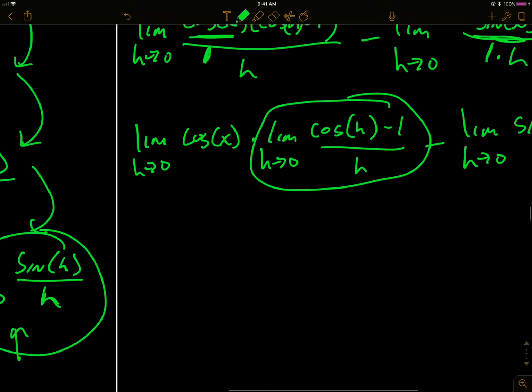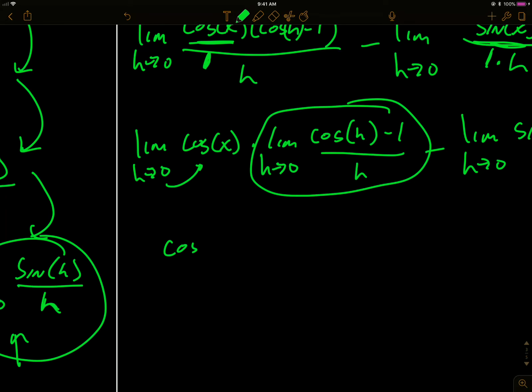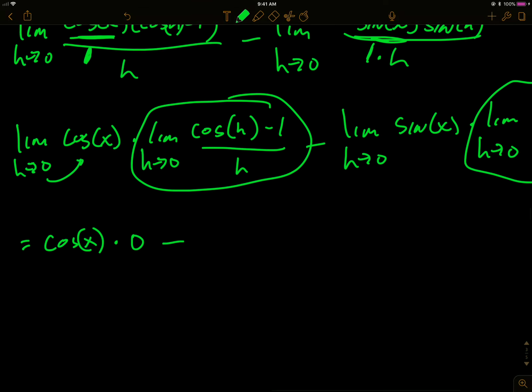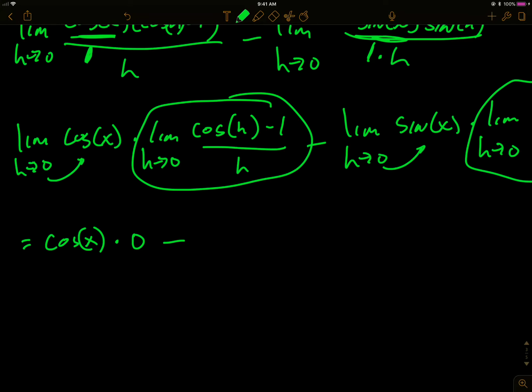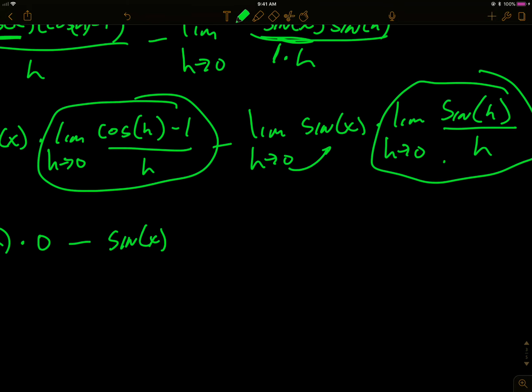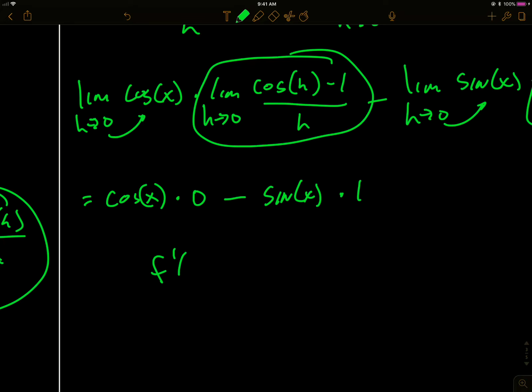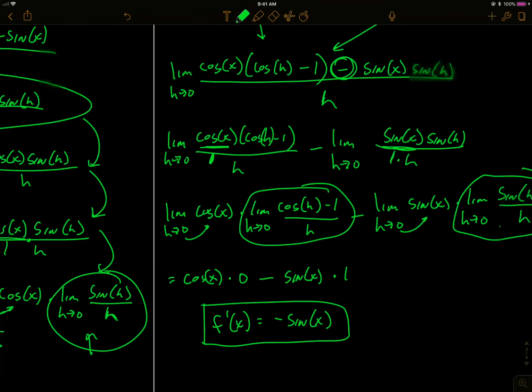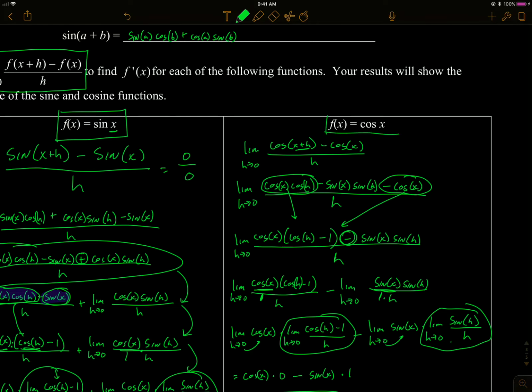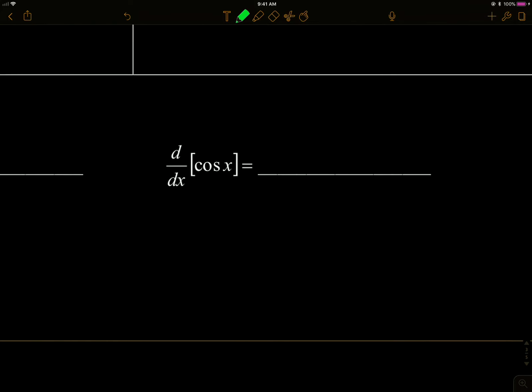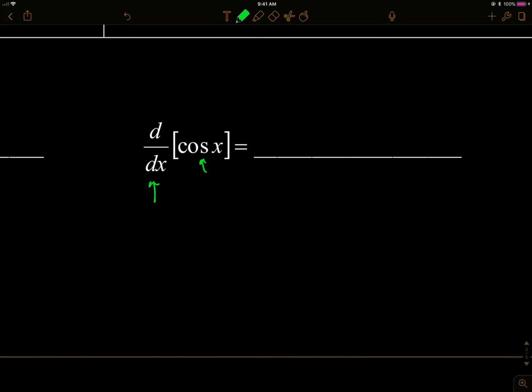So we know that if we do direct substitution here, there's no h to plug it into. So I get cosine of x times this limit, which is 0, minus, if I do direct substitution here, I get sine of x, and then this limit is 1. So my derivative ends up being negative sine of x. So that's something that we're going to memorize. So this was a proof. You need to know that the derivative of cosine, so that's a verb, take the derivative of that function, the derivative of cosine is negative sine of x.